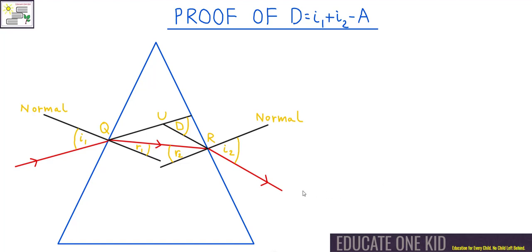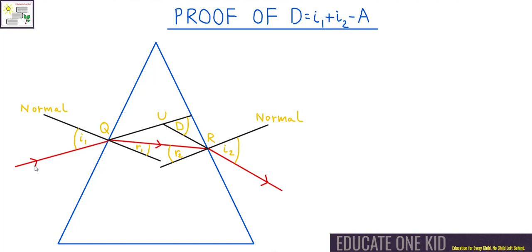Hello, in this video we are going to discuss a proof to do with the bending of light as it passes through glass. We are going to discuss the proof that D, the angle D, is equal to I1 plus I2 minus A. This question has turned up in previous exams, so it is something you should understand, because you might be asked about this sort of question in the future.